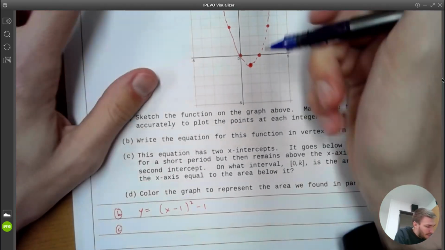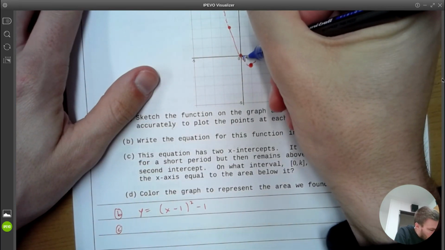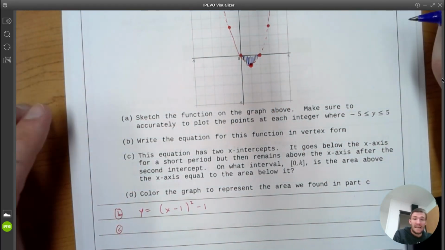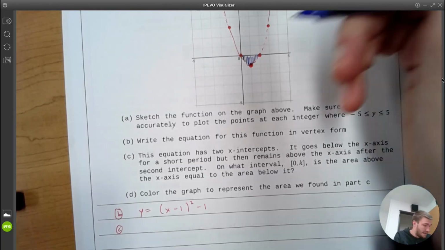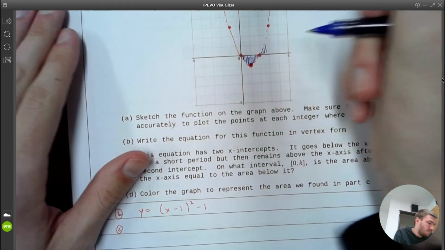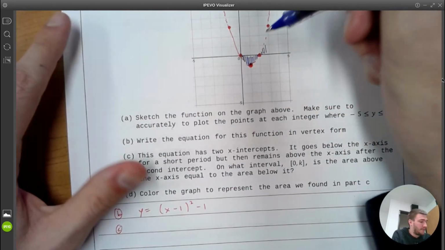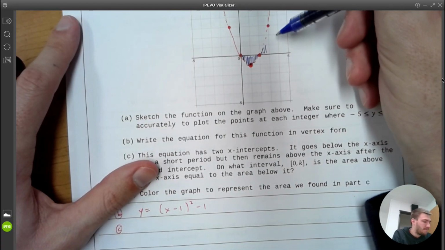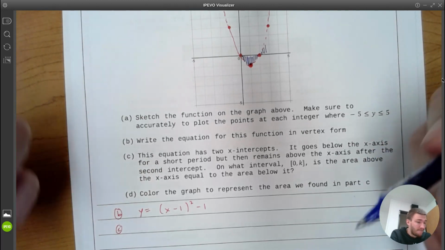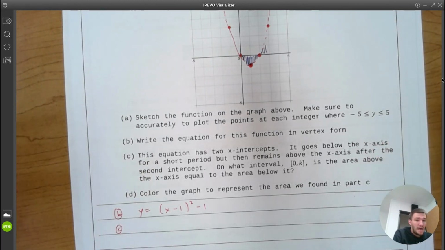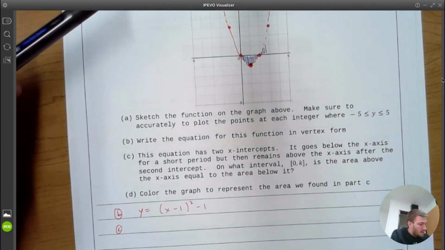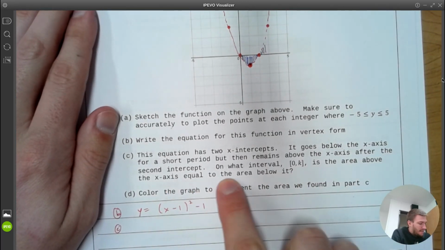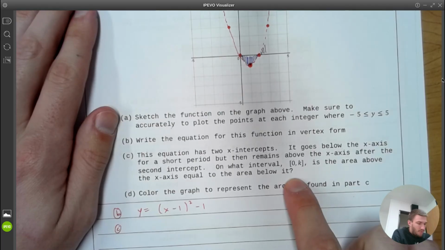Okay, so what they're saying here is that below the x-intercept, we get all this area, which is like negative area, and then after that, we start getting some positive area. And I'm not sure if it keeps going, what is this, 3? I'm not sure if it keeps going to 3, or if it keeps going to 4, or if it's 3.5, or if it's 3.2, or if it's maybe pi or something, I'm not sure. On what interval from 0 to k is the area above the x-axis equal to the area below it?